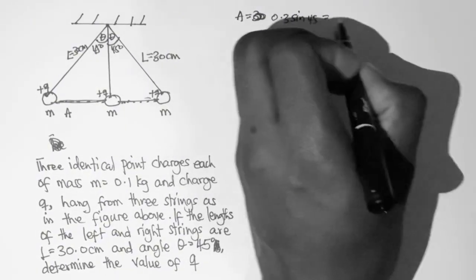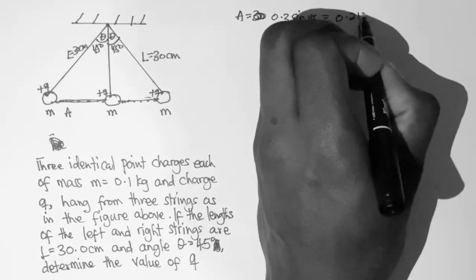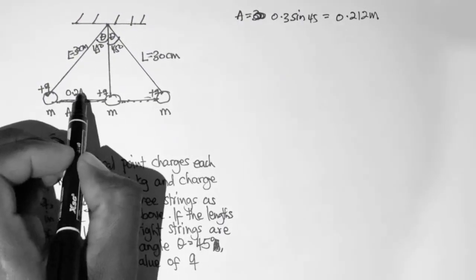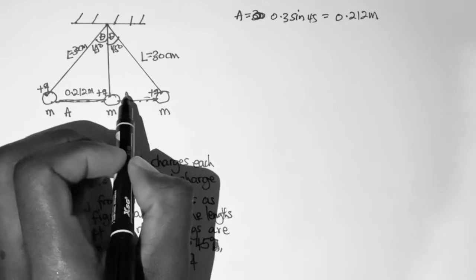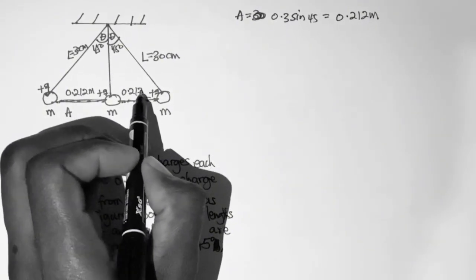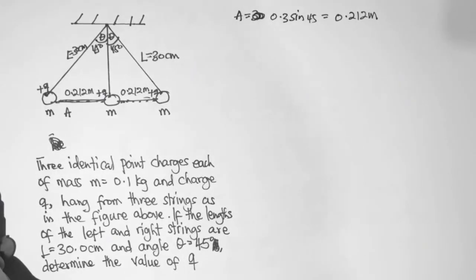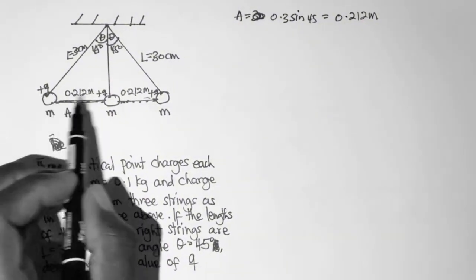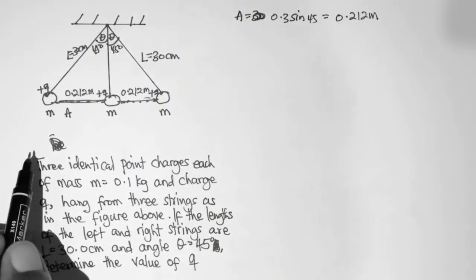And if you do that, you are going to get 0.212 meters. So the distance here is 0.212 meters, and the one here is also 0.212 meters. But then what we are looking for is the value of the charges, which is Q.